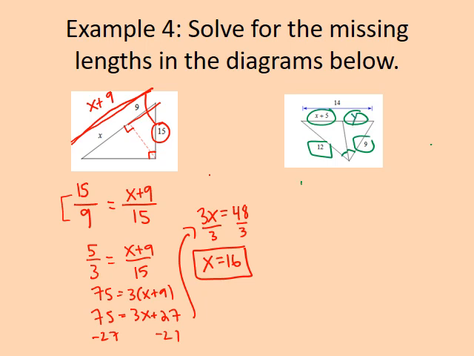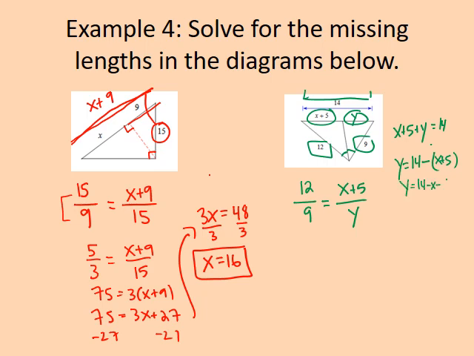So we know that 12 divided by 9 equals x plus 5 divided by y. Now we have 2 variables, so that's a little tricky. So let's figure out what y is. So we know that x plus 5 plus y equals 14, because 14 is the entire length of this side. So we can say y equals 14 minus x plus 5. So we'll keep simplifying. So we have y equals 14 minus x minus 5. So y equals 9 minus x.